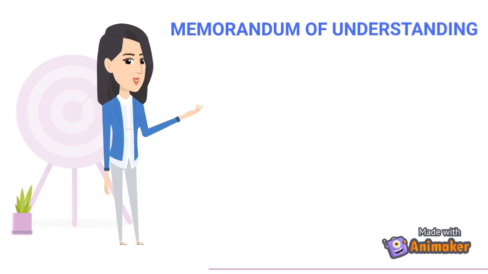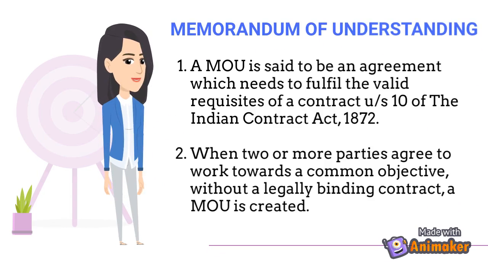Memorandum of Understanding. A Memorandum of Understanding is said to be an agreement which needs to fulfill the valid requisites of a contract under Section 10 of the Indian Contract Act, 1872. When two or more parties agree to work towards a common objective, without a legally binding contract, a Memorandum of Understanding or MOU is created.